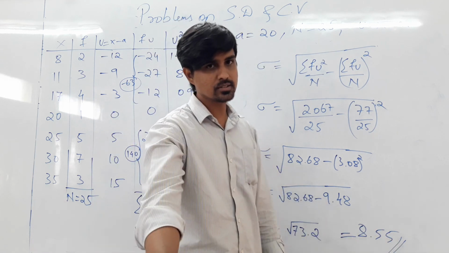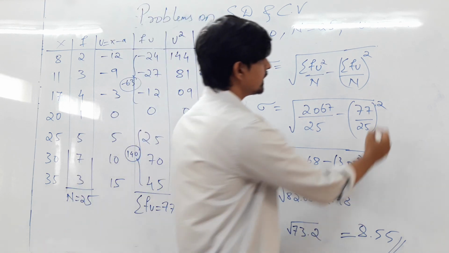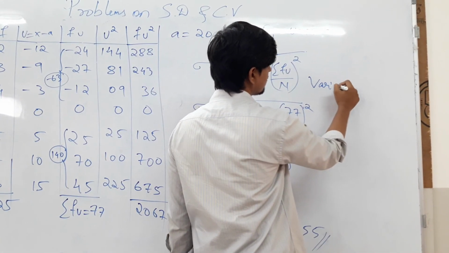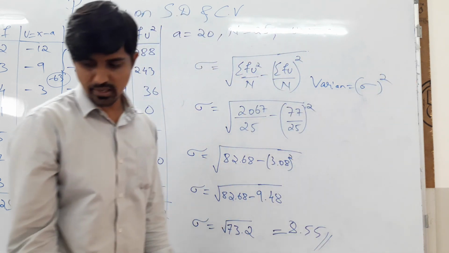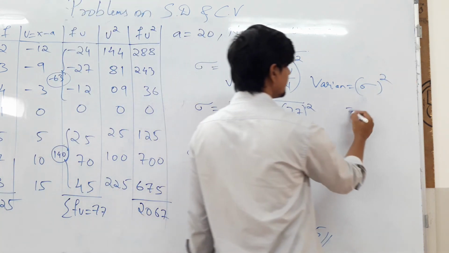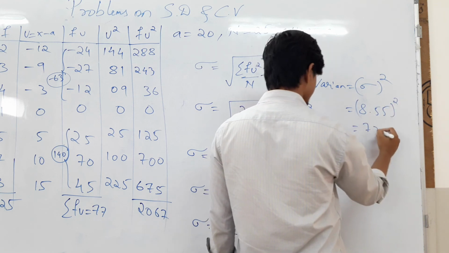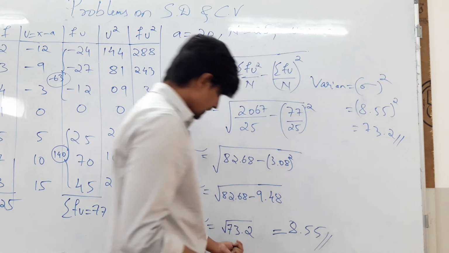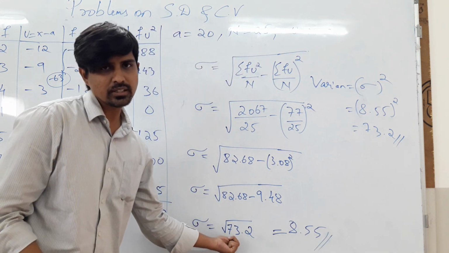So this gives the standard deviation, but you need to find out the variance. Variance is nothing but sigma square. Sigma square itself is variance. So if you square 8.55 again, you will get the answer 73.2. This is nothing but the variance.